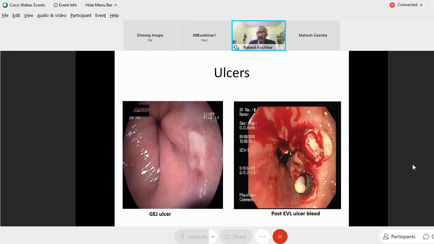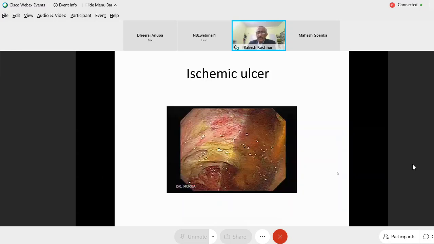Then you describe the ulcer in the context of the anatomy, the site. This is the gastroesophageal junction, the Z line. So there is an ulcer, elongated, about 2 centimeter by 1 centimeter, clean based ulcer at the gastroesophageal junction on the esophageal or the squamous mucosa site. This ulcer is following EVL, so EVL induced ulcer. So your description must include complete details of the lesion seen.